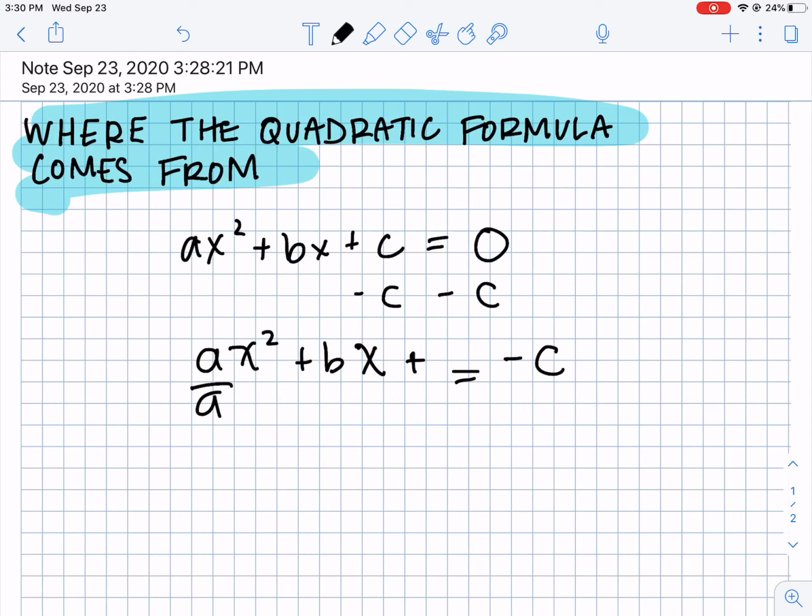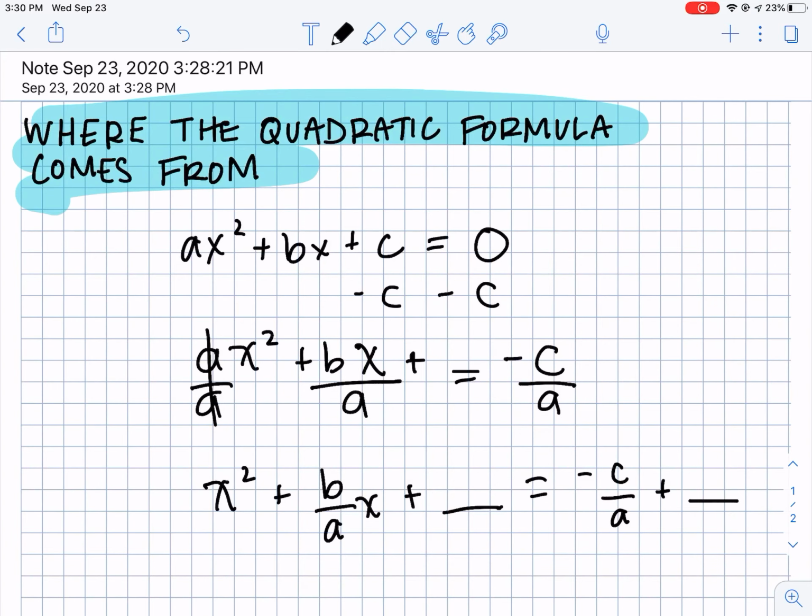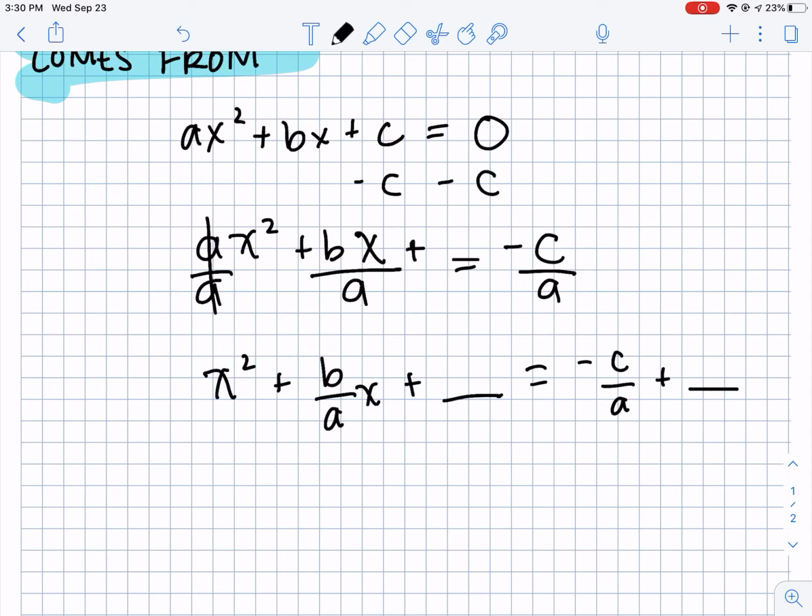So we're going to divide everything by a. When I divide everything by a, I get x squared plus b over a x plus, now I'm going to put in my blank, is equal to negative c over a plus blank. Aha! So I know that I'm trying to create a trinomial square, so I am going to go down a step. I know that this is going to be x plus blank squared, and that's going to be equal to something. And the question is, how do I go from here to here?